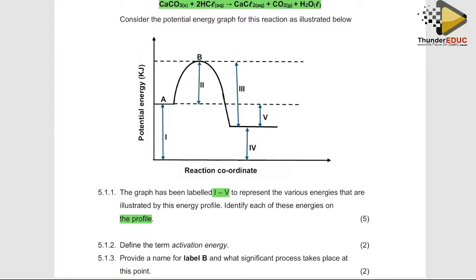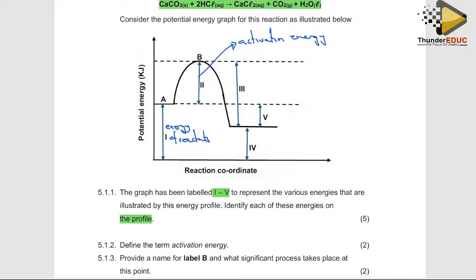So 1 there, it says here it's going to be the energy of the reactants. So 1 there is the energy of the reactants. Then my 2 there is going to be my activation energy. So let me just write it there: my 2 there is activation energy.